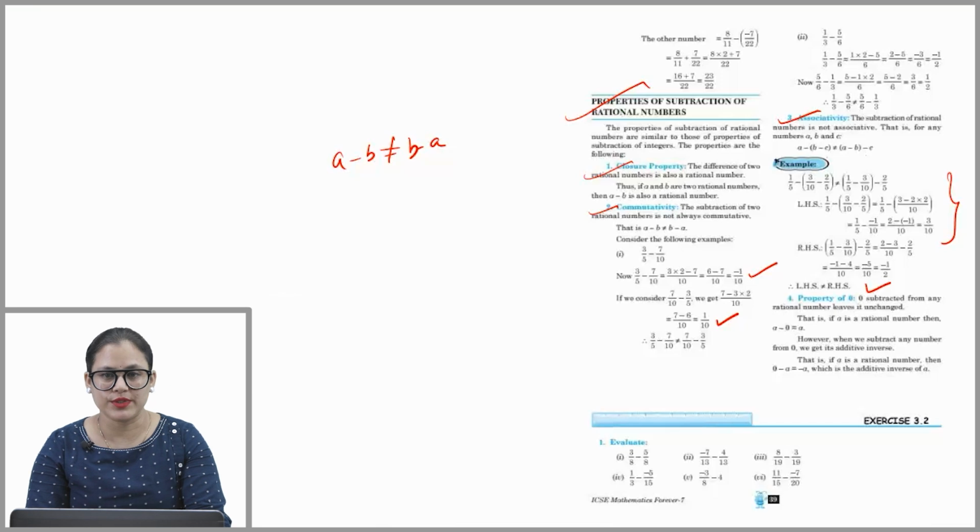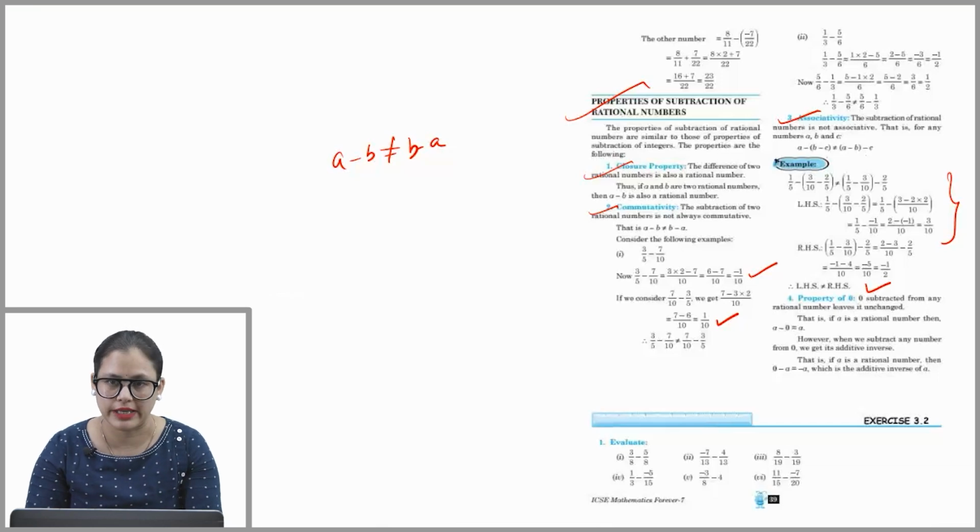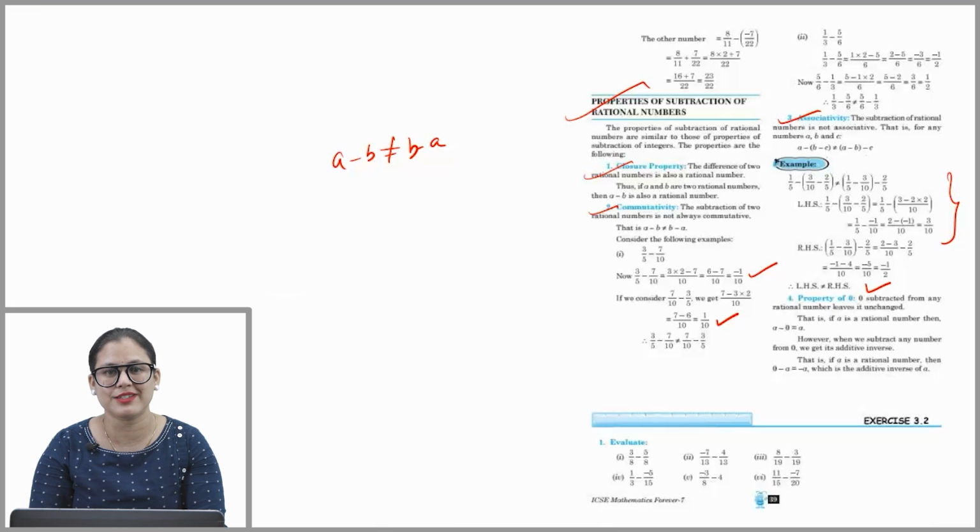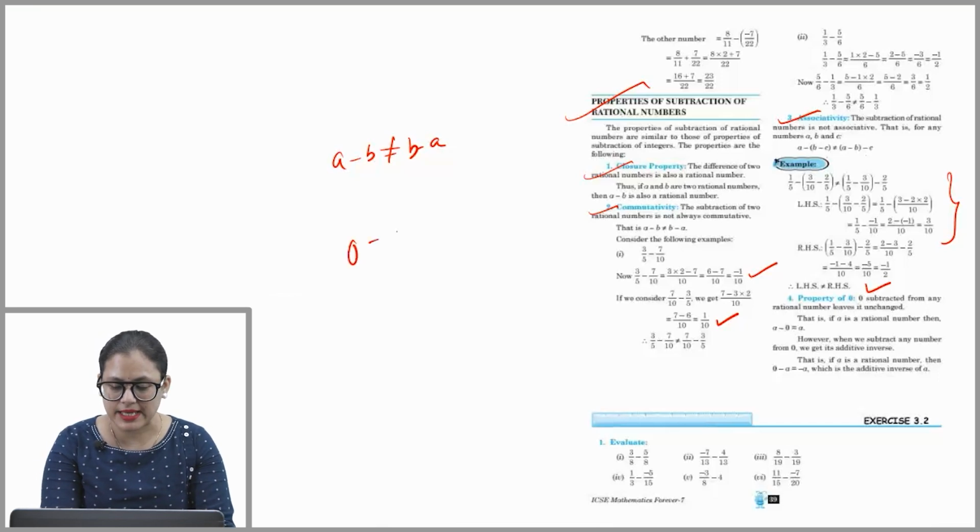Number 4, property of 0. 0 subtracted from any rational number leaves it unchanged. That is, if a is a rational number, then a minus 0 is what? a. However, when we subtract any number from 0, we get its additive inverse. That is, if a is a rational number, then 0 minus a is minus a, which is the additive inverse of a.